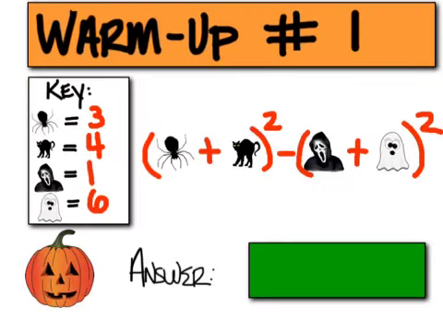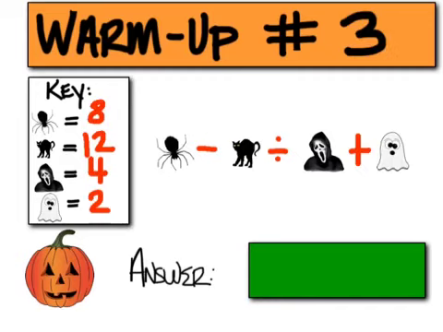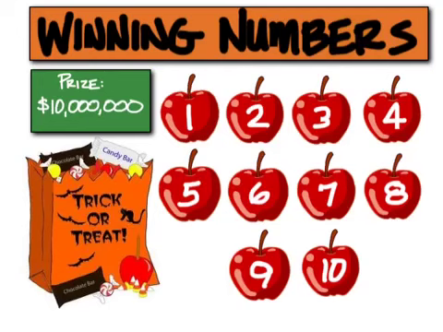Alright, oral problem number 1. Answer for this one is 0. Number 2. Answer for this one is -2. Number 3. Answer is 7. Go ahead and bring up a number 1 through 10. Okay, numbers for today: 7 and 6.